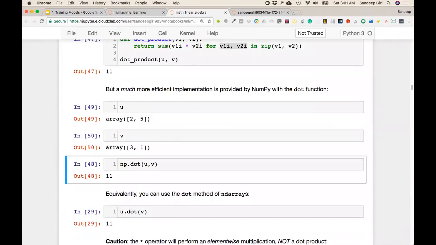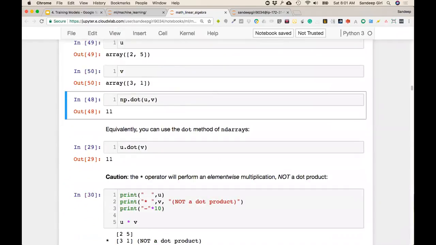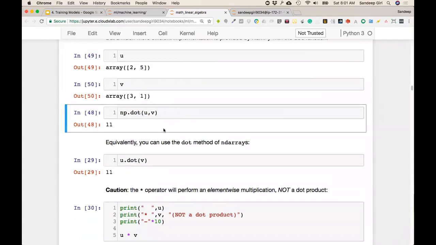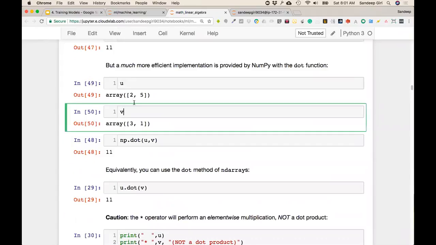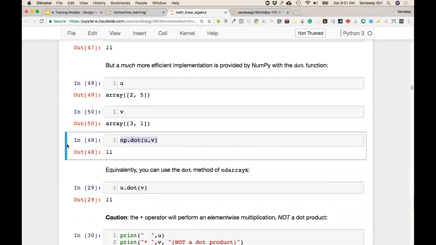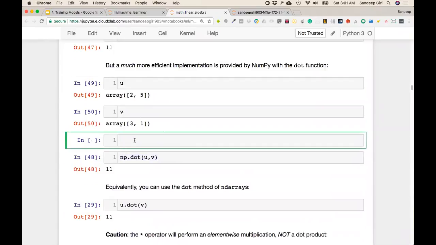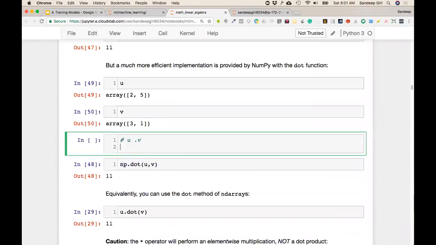That's right, Gopi. It's very similar to matrix multiplication. So we have u and v. These are u and v. And when we say u dot v, what it means is we're going to say 2 into 3 plus 5 into 1.